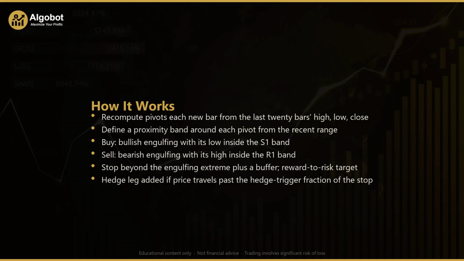measures how far price has moved against it. If that adverse move reaches the HedgeTriggerPct, which defaults to 60% of the stop distance, it opens an opposite leg sized at the base lot times the hedge multiplier, defaulting to 1.5. That hedge has its own stop and target, and once the position is flat again, the cycle resets.